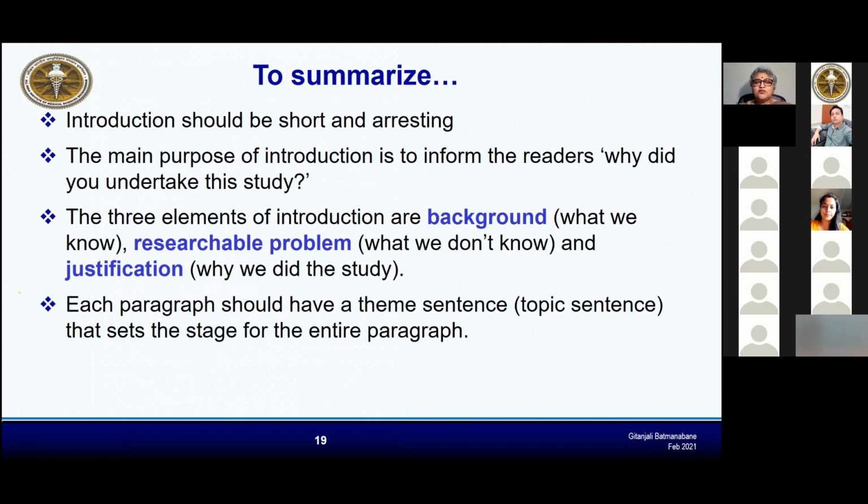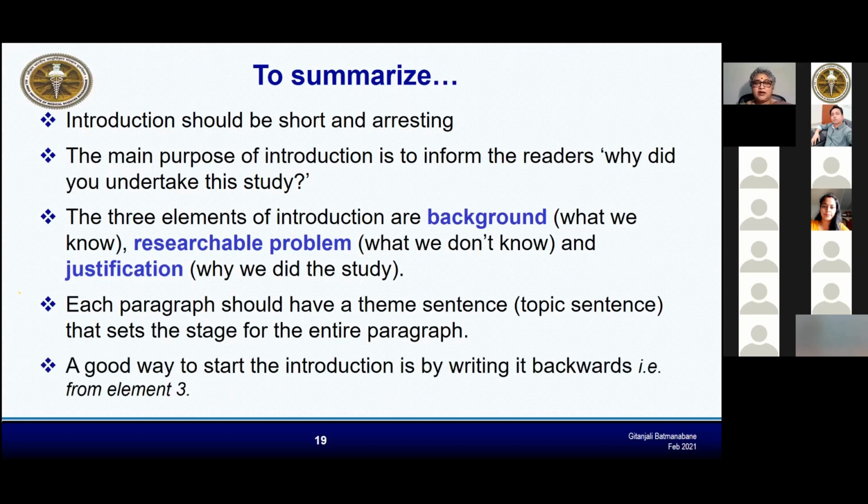And each paragraph should have a theme sentence or a topic sentence that sets the stage for the entire paragraph or paragraphs. That is a good way of writing it. So if you are writing a thesis, my suggestion is you start writing it backwards. Start from element 3, 2, and then go to 1. In that way, you'll be able to write a better introduction.